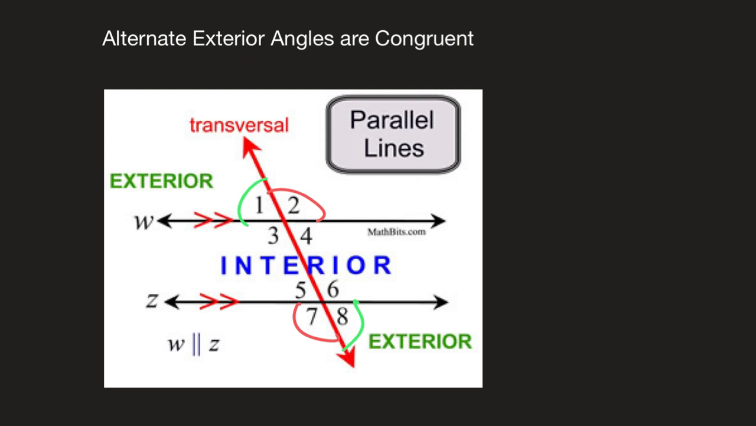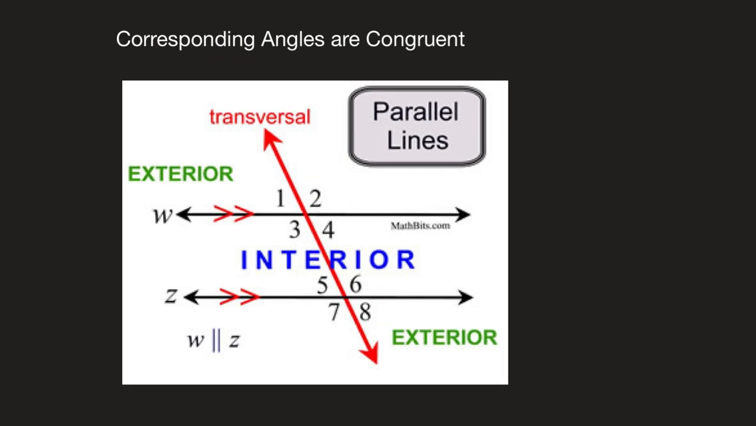So again, we're starting to recognize these characteristics, and what's true about some of these angles and their relationship with the transversal and parallel lines. Corresponding angles. Corresponding angles are congruent. Now, corresponding is going to talk to us about the same side of the transversal, okay? Some corresponding angles would be angle 2, angle 6.